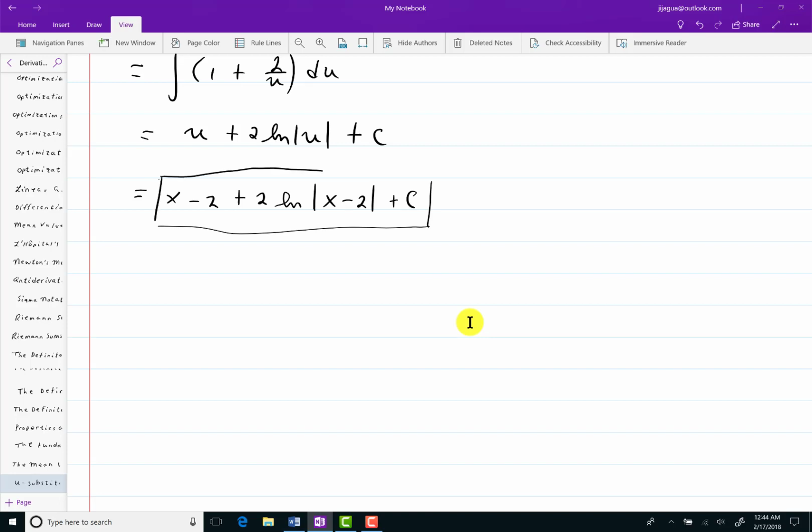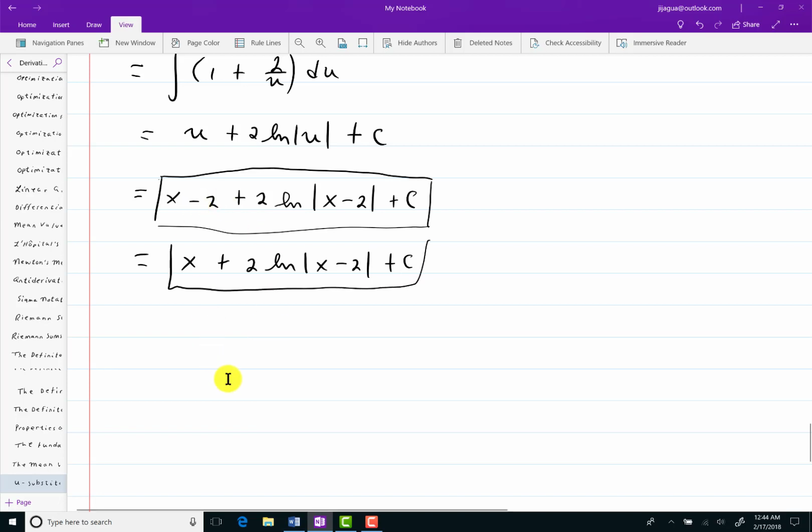See if you can figure this out. Well, negative 2 is nothing but a constant. This is also a correct answer. You see what I did? I sucked the negative 2 into the c.